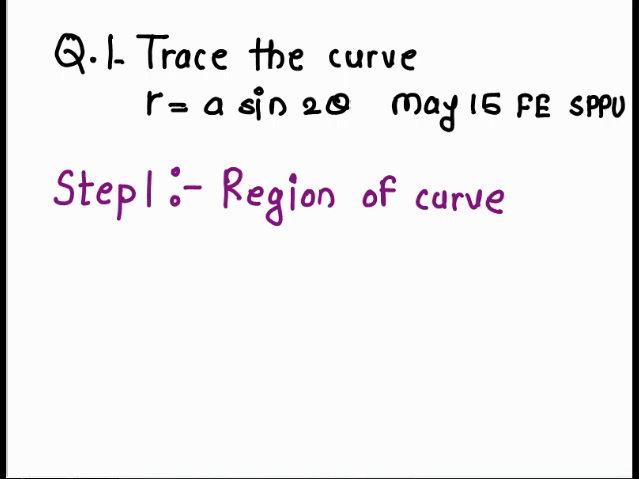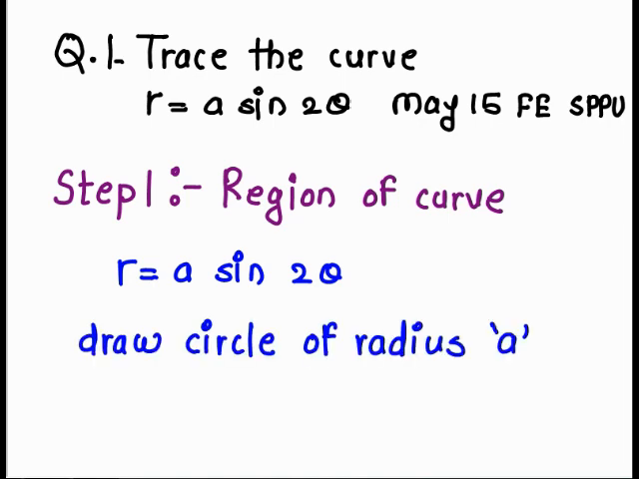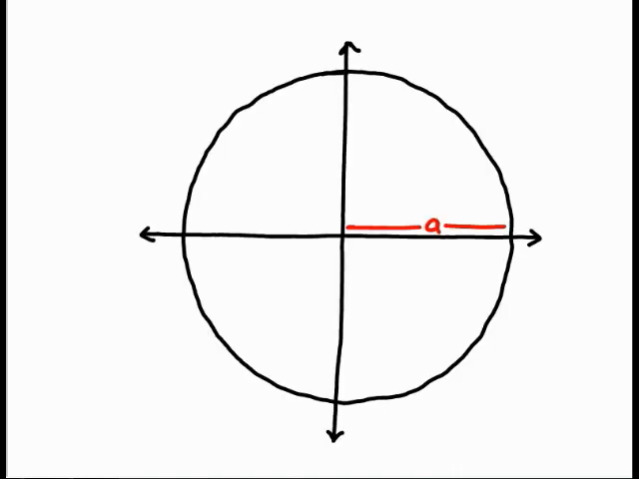Step 1, we find the region of the curve, which depends upon the value of a. So r = a sin 2θ. We compare with r = a sin nθ. We get the value of a is a, meaning we need to draw the curve within a circle of radius a. So this is what we get, an area to draw the curve.